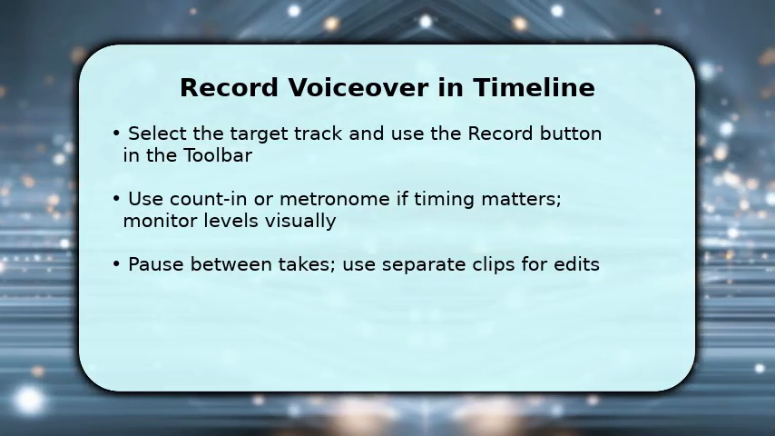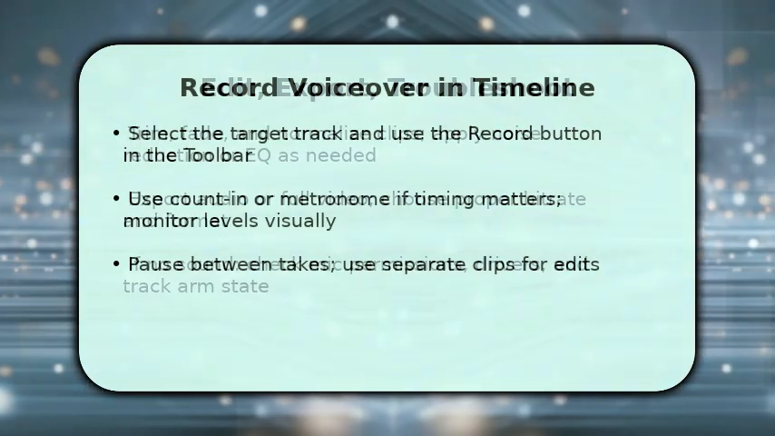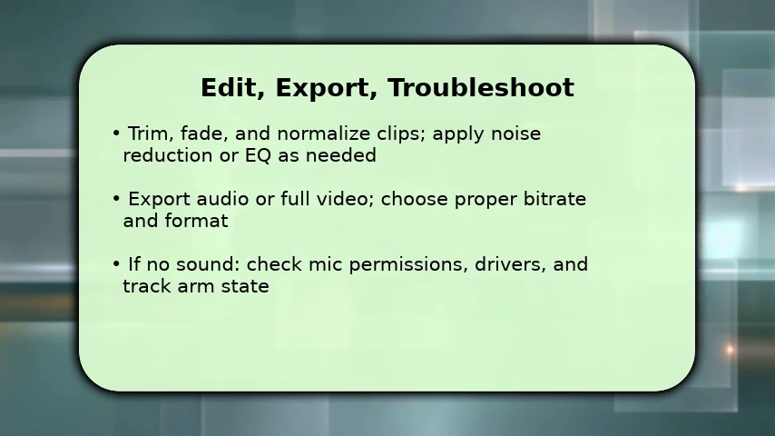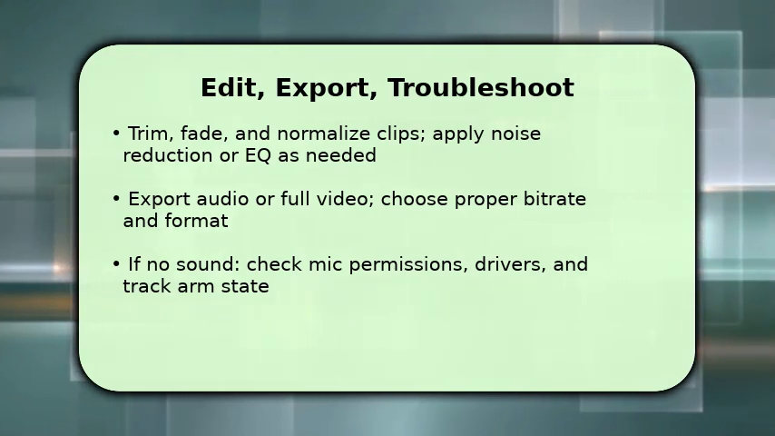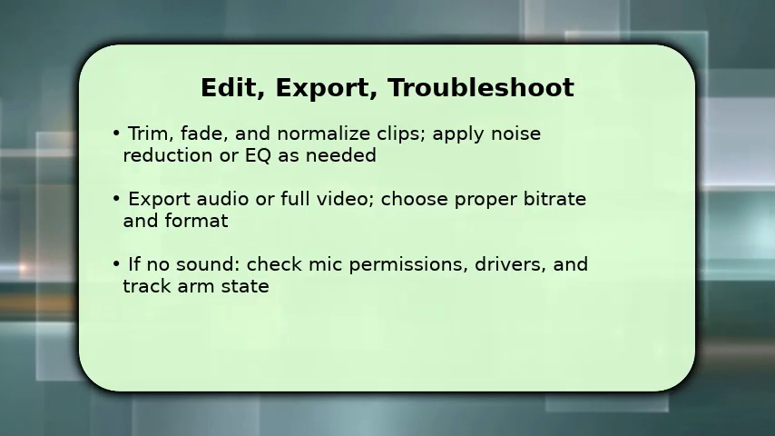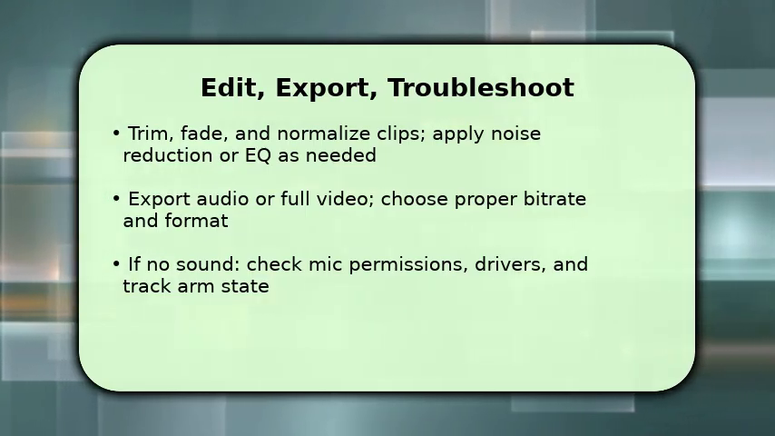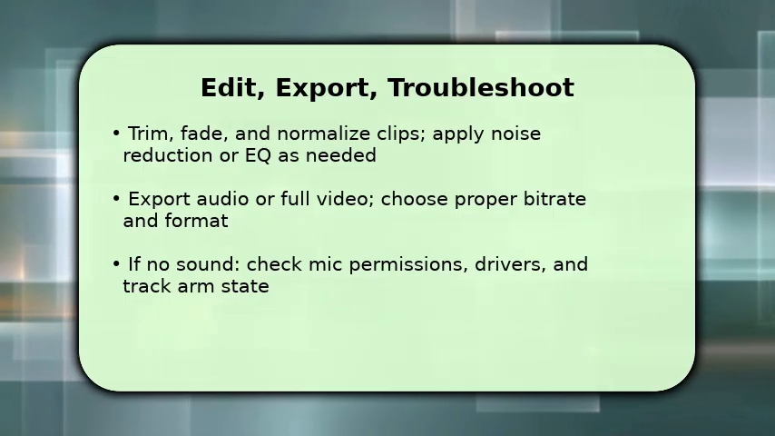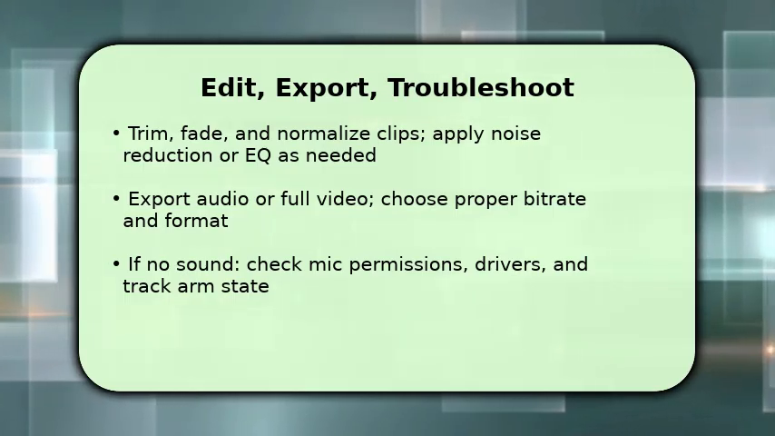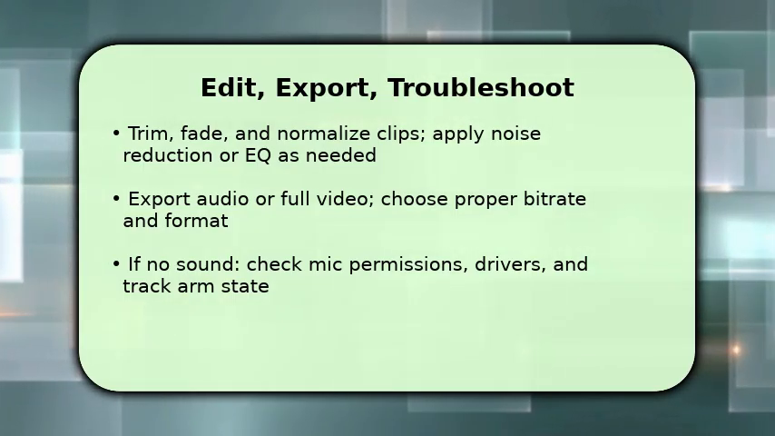Finish by editing your recorded clips. Trim silences, add short fades to remove clicks, and normalize levels for consistency. Use Capcut's noise reduction and EQ if background noise or harshness remains. When satisfied, export your sequence or export audio only with a high bitrate.